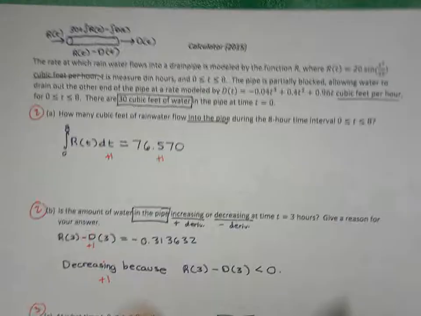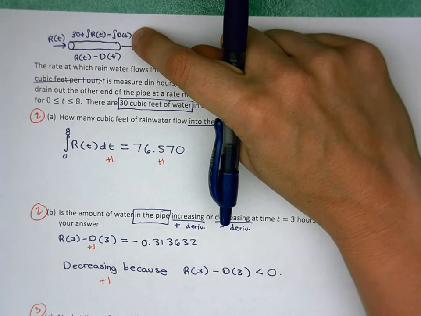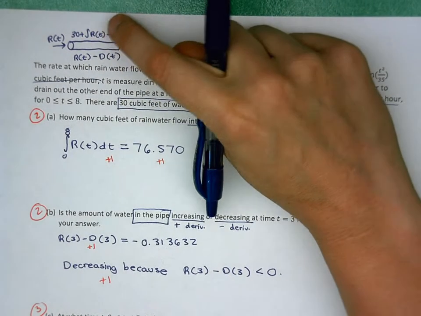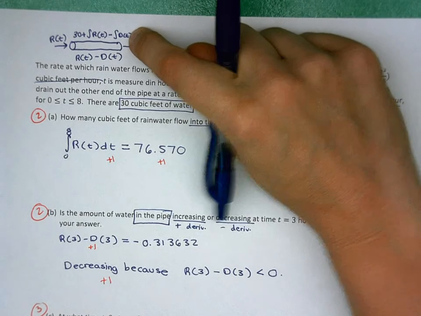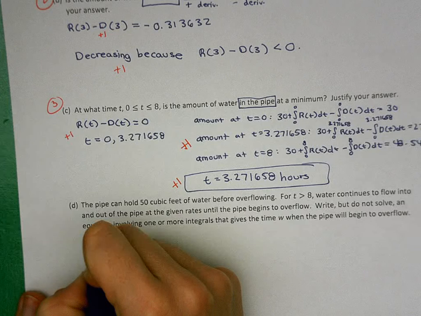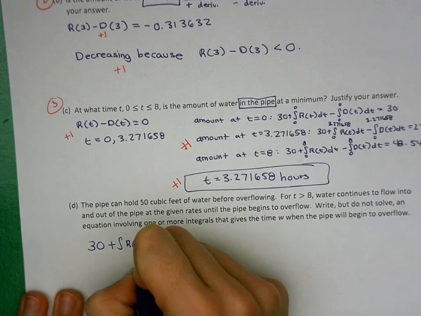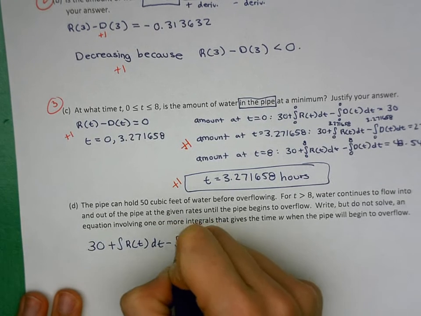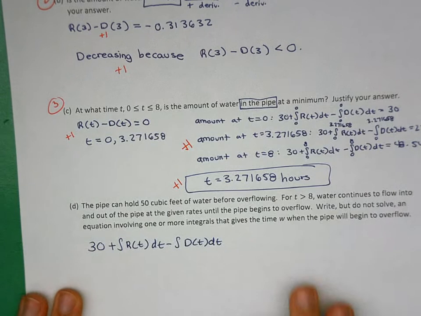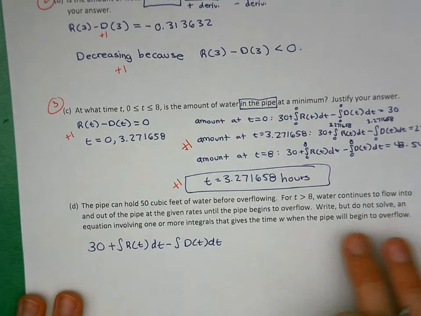This is mine. Water inside the pipe, that's the amount of water inside the pipe, right? 30 plus the integral of r minus the integral of d. 30 plus the total that flowed in minus the total that flowed out in words, right? So we're going to write that out. That's what's inside the pipe. Okay, so that involves an integral, right? Involving one or more integrals that gives the time w for when the pipe will begin to overflow.